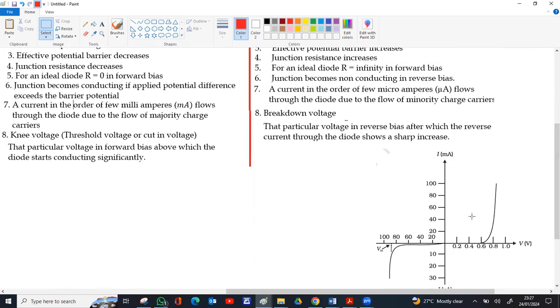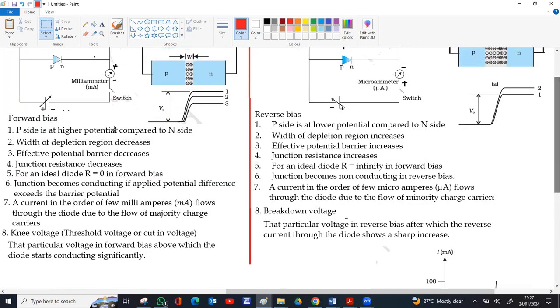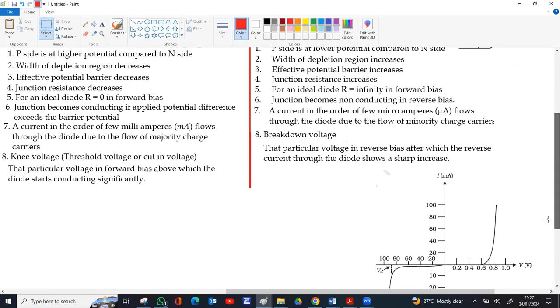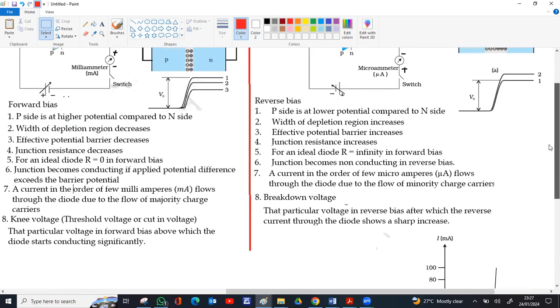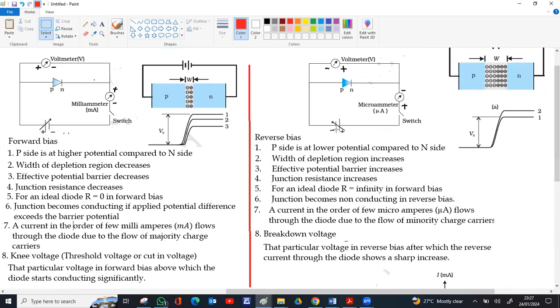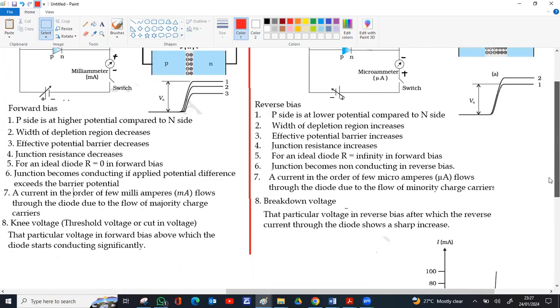This graph is to be drawn after connecting the circuit. You increase the voltage from 0.1, 0.2, 0.3 beyond 0.7 and note the milliammeter reading. Take a suitable scale and draw the graph. In the same way in reverse bias, increase the voltage and note the corresponding microammeter reading. The ammeter has to be a microammeter. Then plot the corresponding graph.